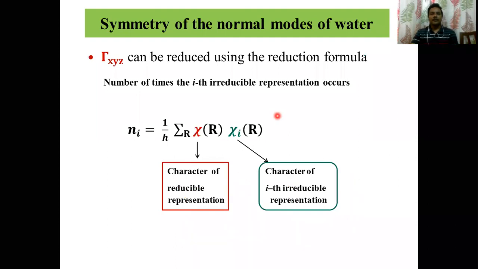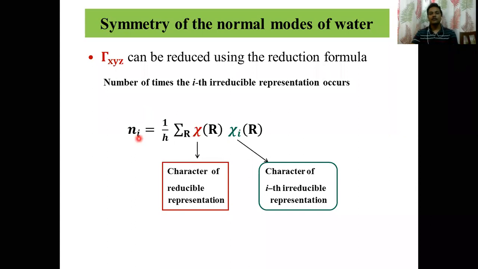Now let's go to the next page. Now this can be reduced using the reduction formula, right? And that formula basically goes this way. Let me explain this, then we are going to do it. So it is the number of times the ith irreducible representation occurs in the total representation, right?